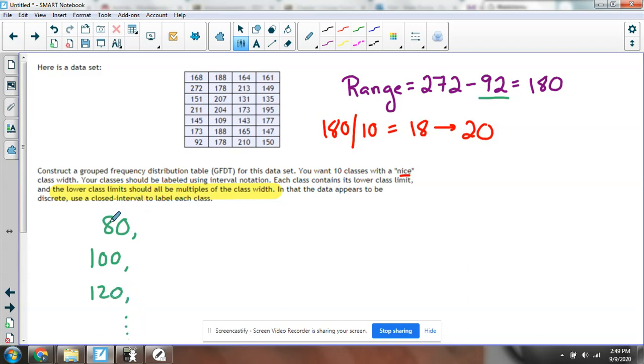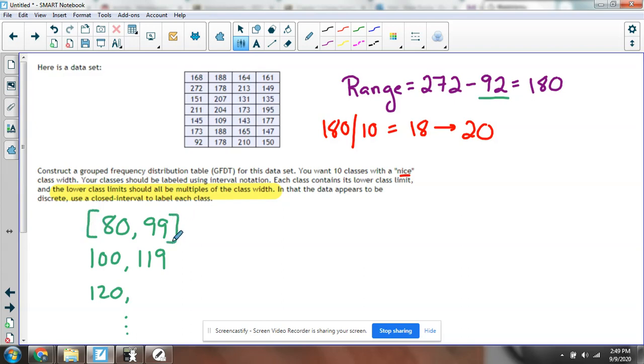All right, so if this interval starts at 80 and the next one starts at 100, this is going to go from 80 up to the next highest number before 100. So it's going to go from 80 to 99. This one is going to go from 100 to just below 120, or 119. And then don't use parentheses since these are going to be inclusive intervals. We're going to use square brackets instead.